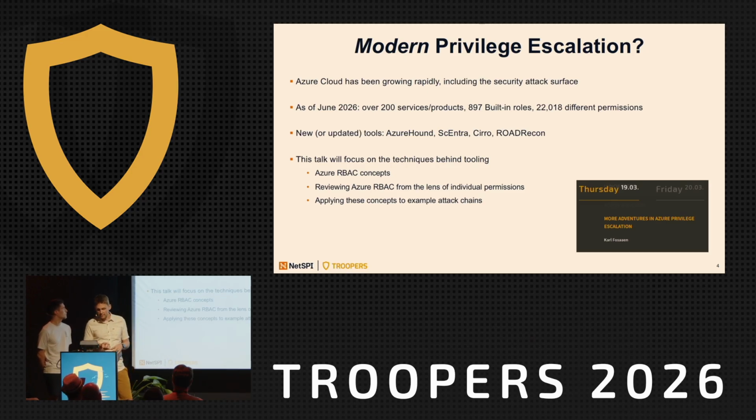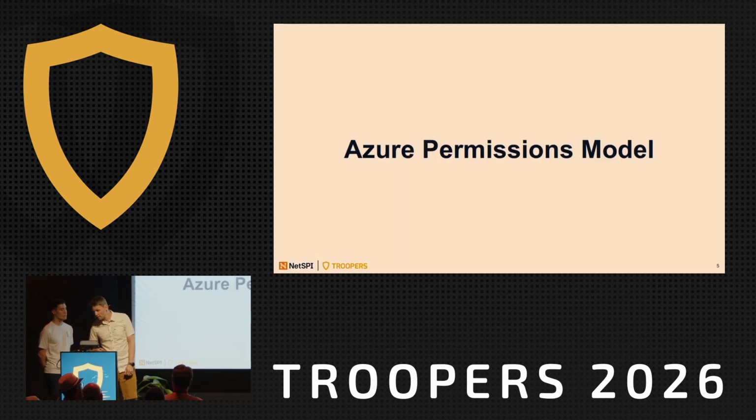There's also lots of new tools. Tools that are constantly getting updated. We're not really going to be focusing on the tooling itself that's out there, but there's definitely some really good tools out there at the moment. We're going to be mostly focusing on the ABAC concepts and how that applies to the permissions that you might inherit from any kind of credential or identity that you get access to. And then applying these specific permissions to any attack chains, privilege escalation techniques, those kind of things from there. But before we get into those, I'll let Thomas talk about the permissions model.